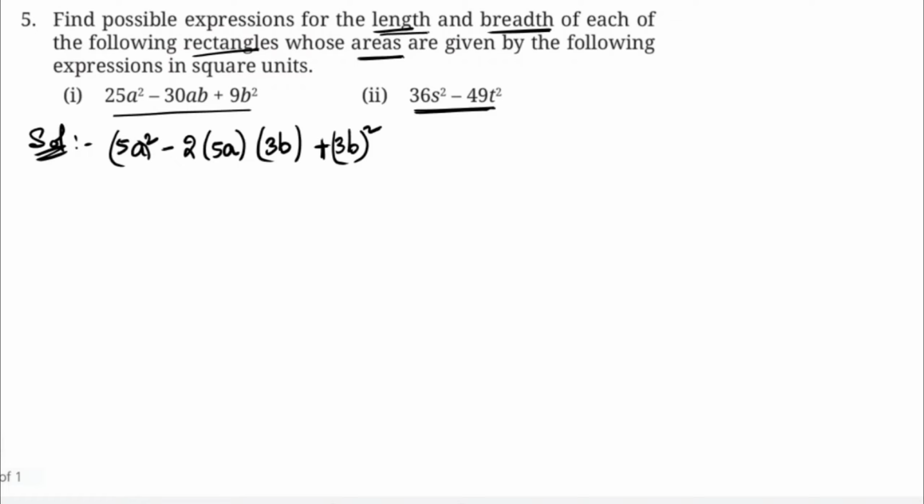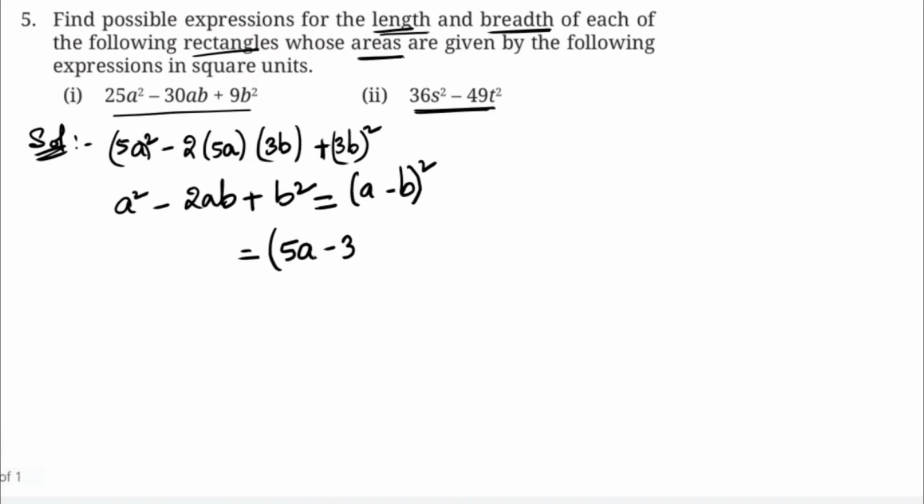So let us write down the identity. The identity is a square minus 2ab plus b square, which is equal to a minus b whole square. So what is a? a is 5a and b is 3b, so we get 5a minus 3b whole square. Square means a into a, so 5a minus 3b square means we can write it 2 times.